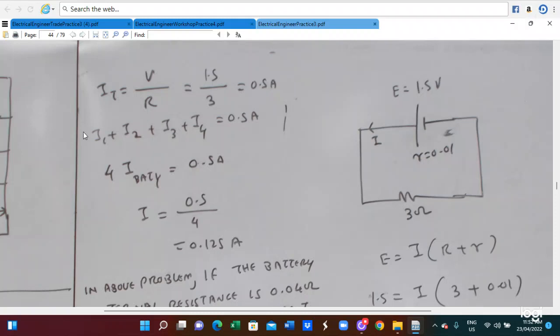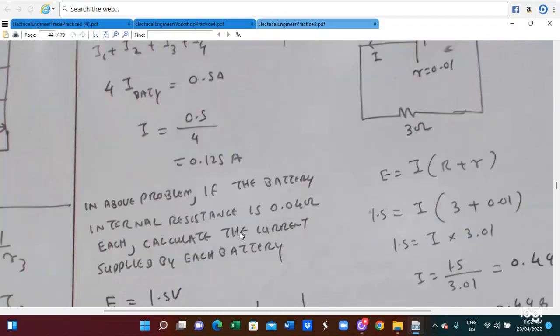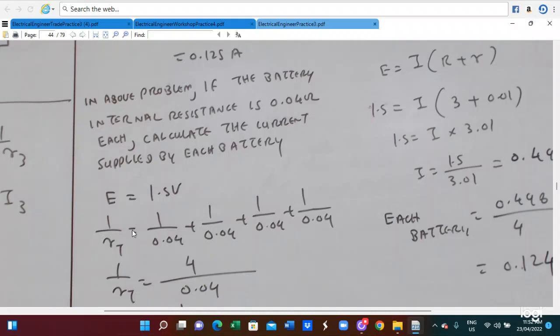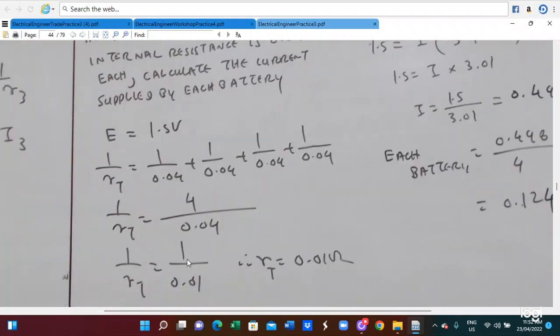So I1, I2, I3, I4 are all the same. With 4 batteries supplying 0.5 ampere, each battery supplies 0.5 divided by 4, you get 0.125 ampere. And for the resistance, 1 by RD equals 1 by 0.04 plus 1 by 0.04 plus 1 by 0.04 plus 1 by 0.04. So 1 by RD is 4 by 0.04. Therefore, RD equals 0.01.